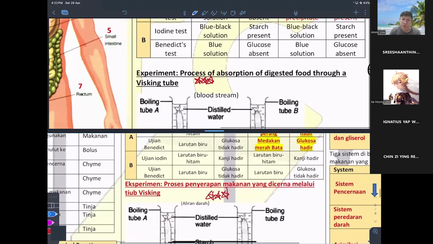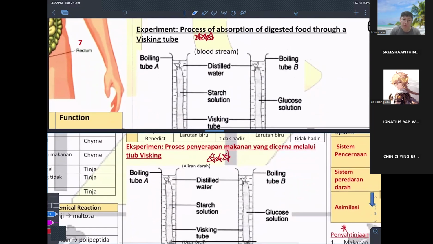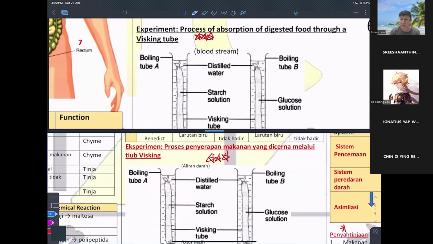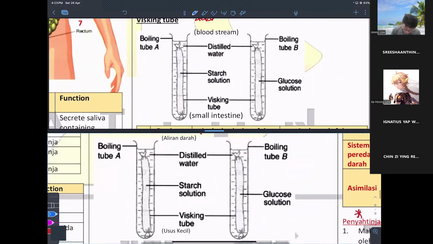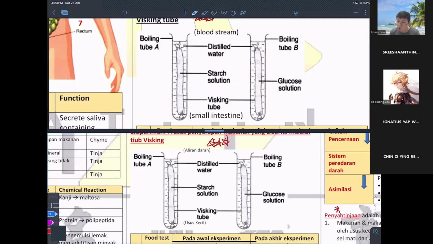All right, so the next one is what? The experiment. This experiment tells you how food is absorbed through the visking tube. It is mainly telling you that we are able to digest the food into smaller parts, so it is able to pass through the visking tube and go into the bloodstream. The point is here: glucose is smaller than starch, so glucose is able to pass through and go into your bloodstream. The main thing of the experiment is here only.